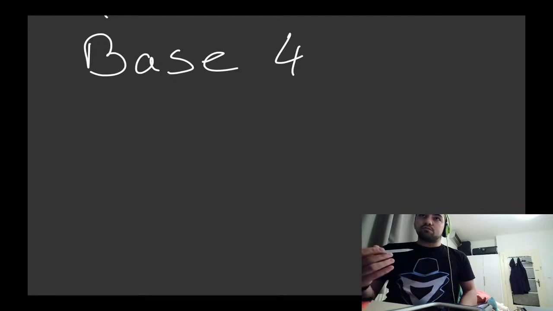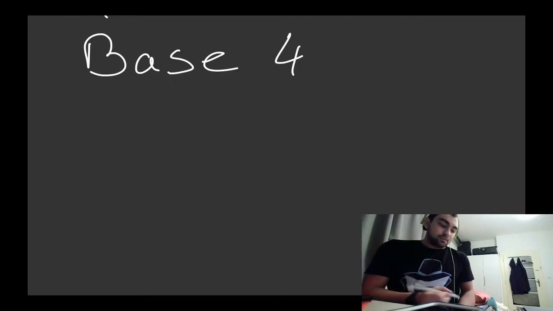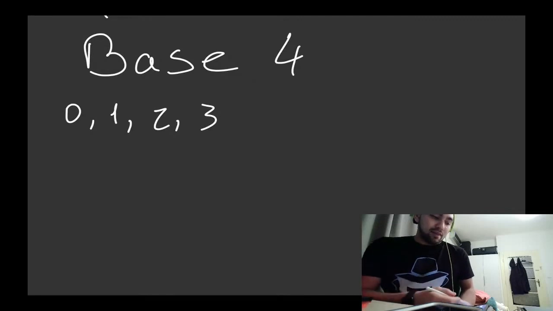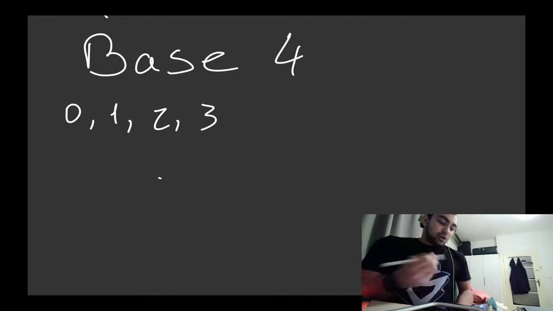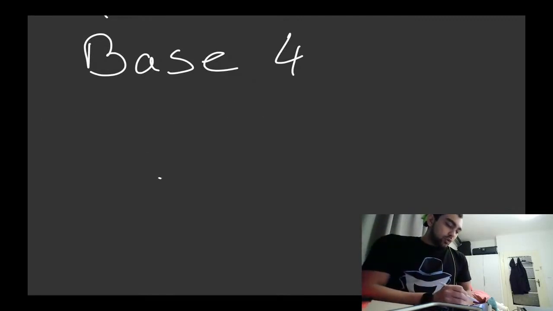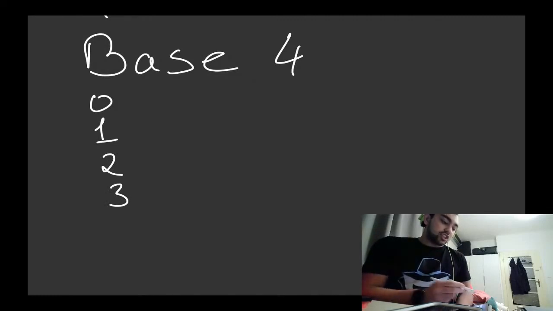Base 4, as the name suggests, has 4 digits, right? 4 basic digits. So it has 0, 1, 2, and 3. These are 4 digits. This makes up base 4. So how do you count in base 4? Well, let's start with 0, then 1, then 2, then 3, and there is no 4, right? Because the digits of base 4 are from 0 to 3, so there is no 4.